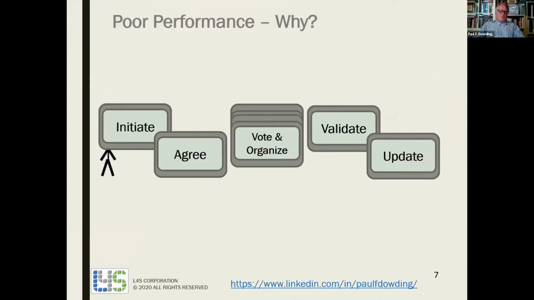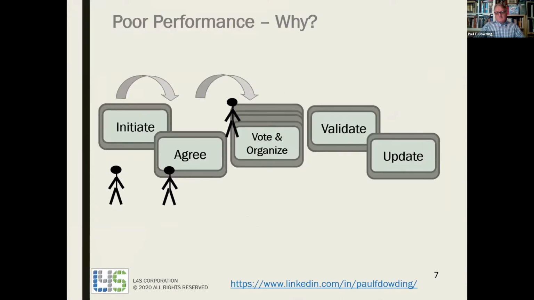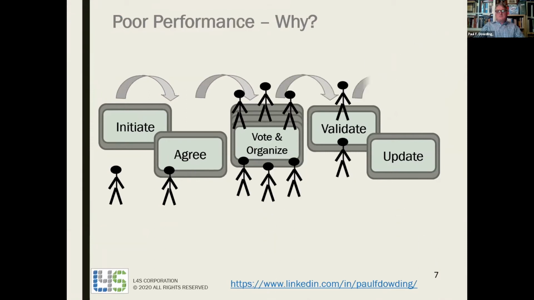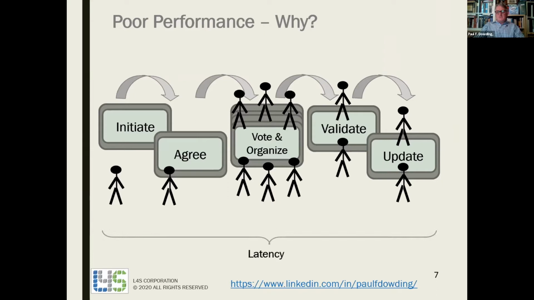So why is the performance a problem? Well, if you look at these consensus systems, you have two parties that initiate and agree a transaction, then you have a group vote and organize the blocks, and then ultimately the nodes have to validate and update their copies of the ledger. So this is just a simple schematic of the process. If you look at it end to end, there's the latency. There's no way you can get a transaction through this process quickly. And again, it's arbitrary in terms of timing.